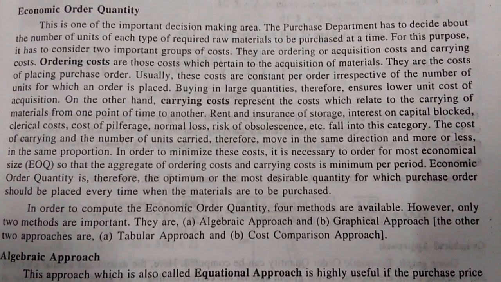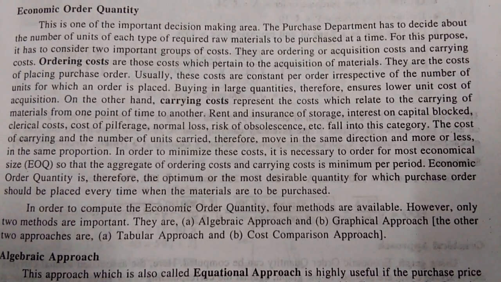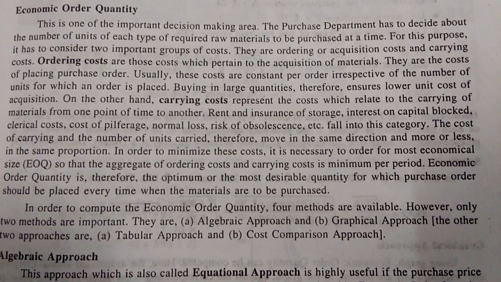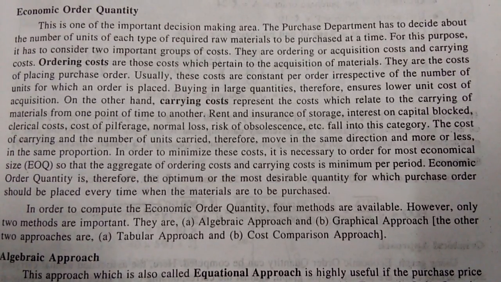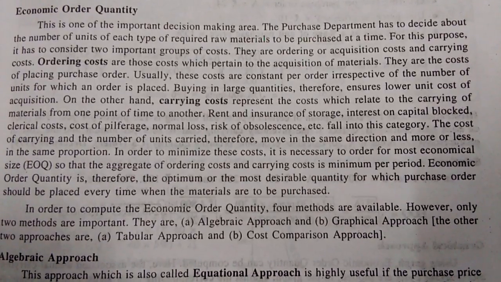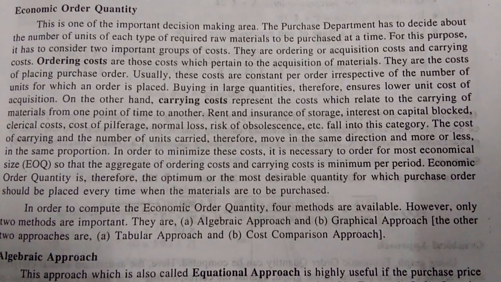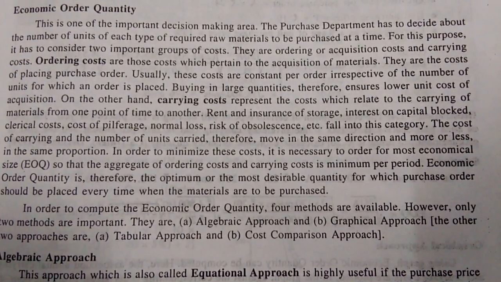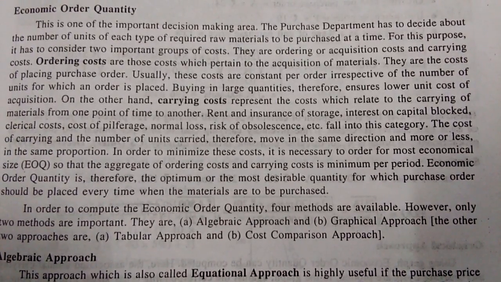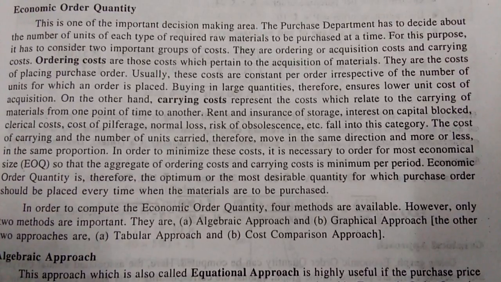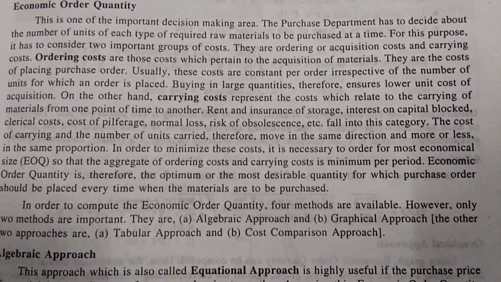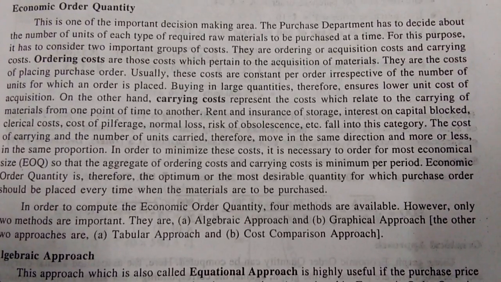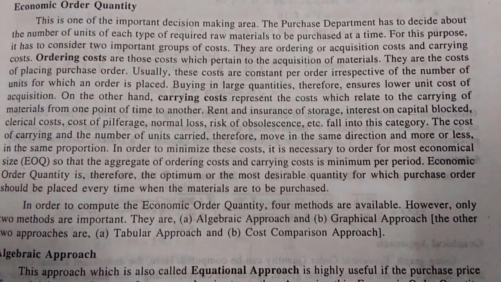Ordering costs are those costs which pertain to the acquisition of materials. They are the costs of placing a purchase order. Usually these costs are constant per order irrespective of the number of units for which an order is placed. Buying in large quantities therefore ensures lower unit cost.